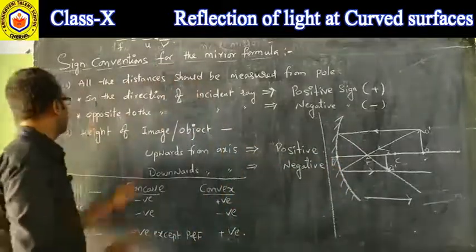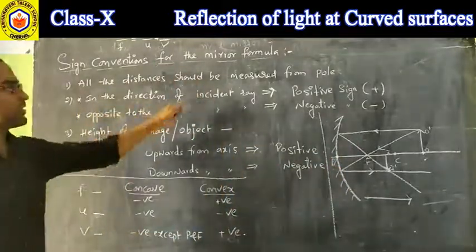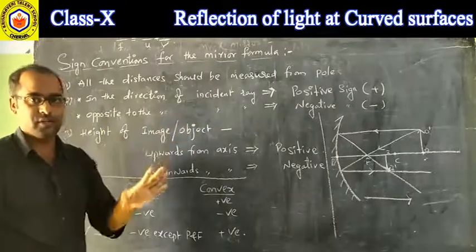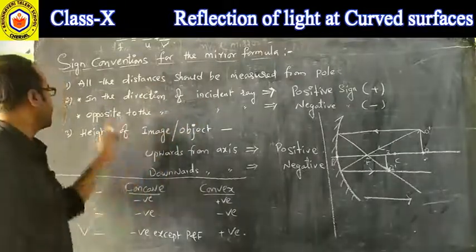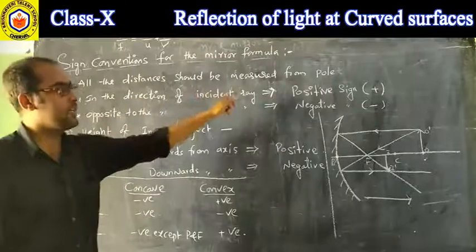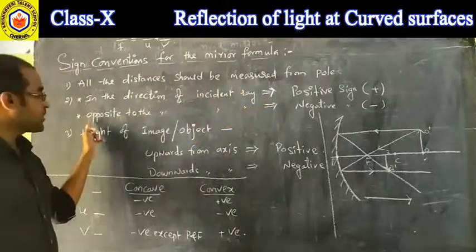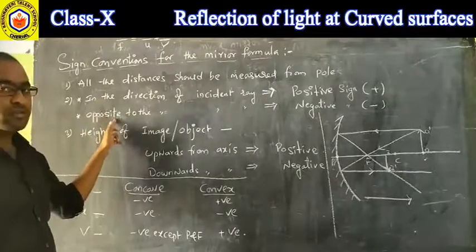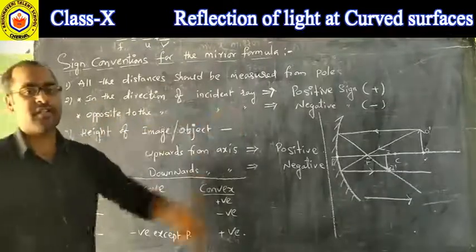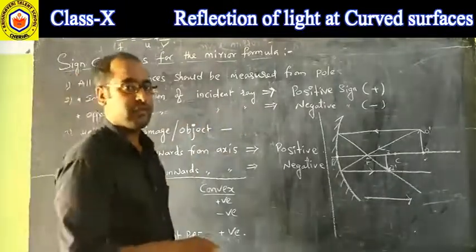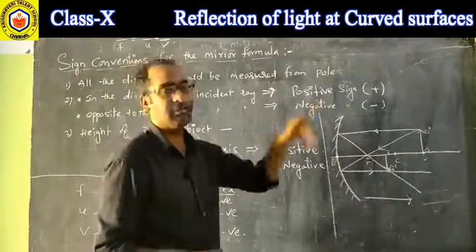Let us take the rule. The distance which is measured in the direction of incident ray should be taken positive. The distance which is measured in the direction opposite to the direction of incident ray should be taken negative.